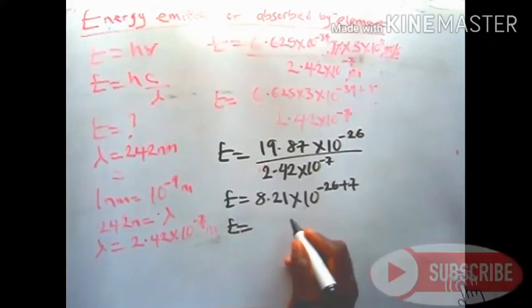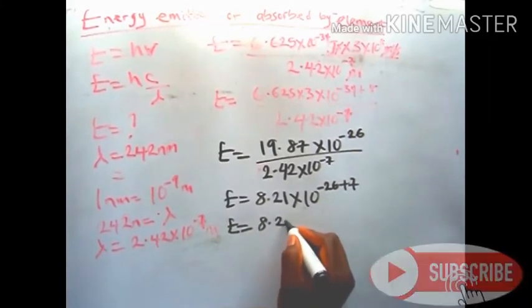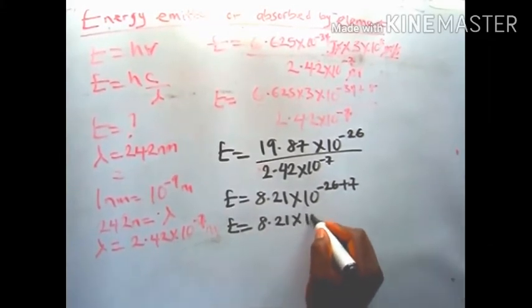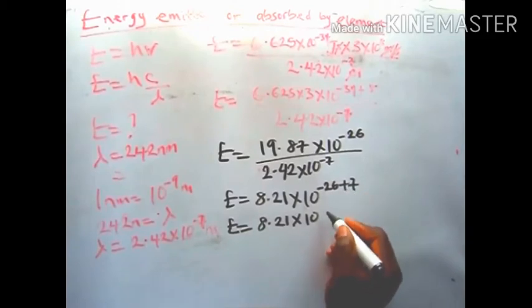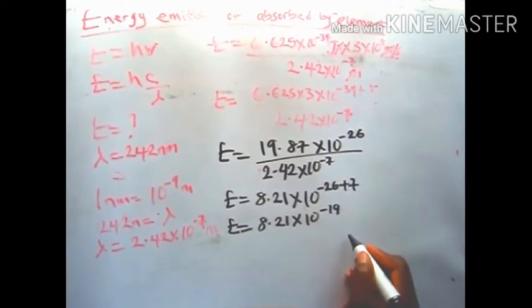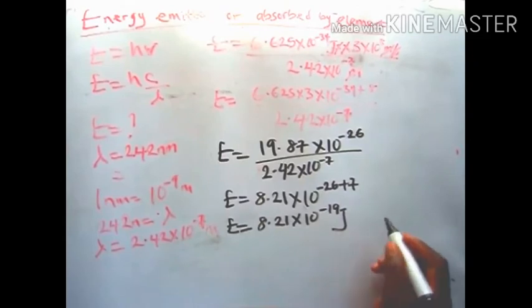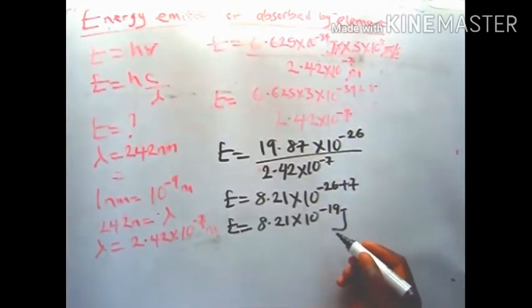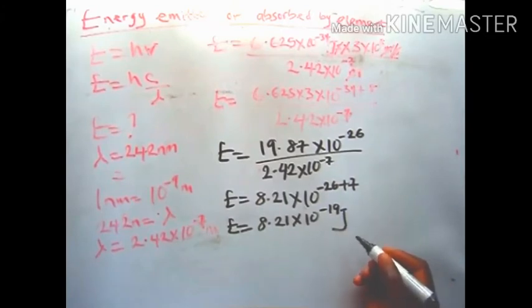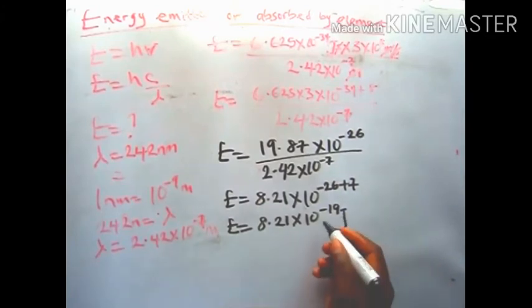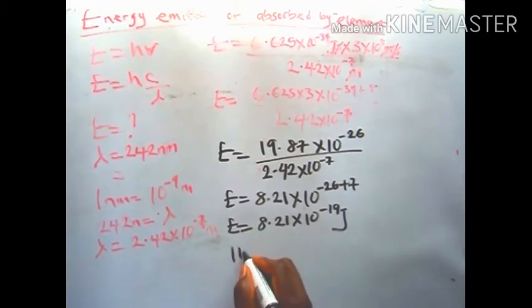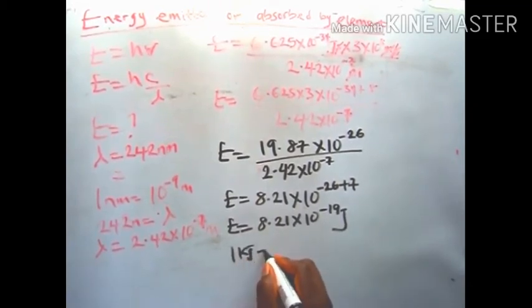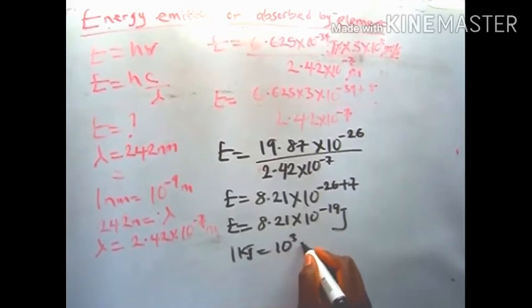To change to positive, so you have 8.21 times 10 raised to the power what here? Minus 19. Then joule. This joule that we have here, and that's it. You have your answer in joule here. So if you want to change this to kilojoule, of course, 1 kilojoule is equal to this joule.